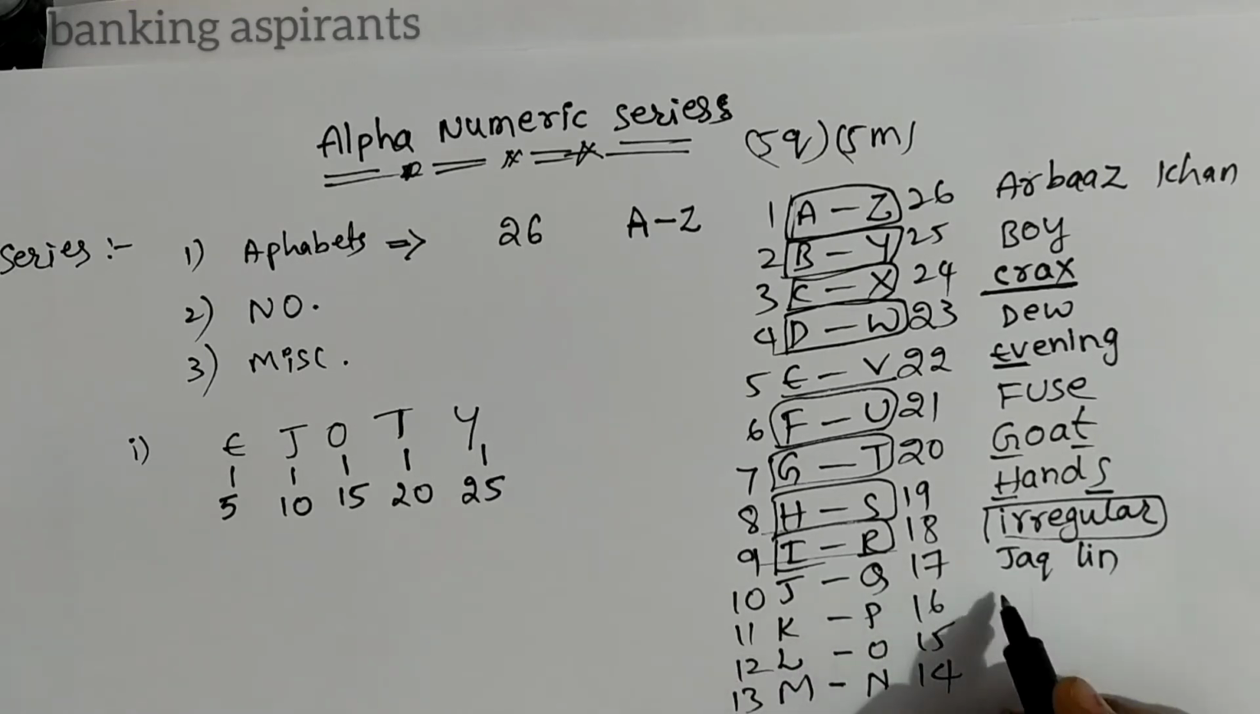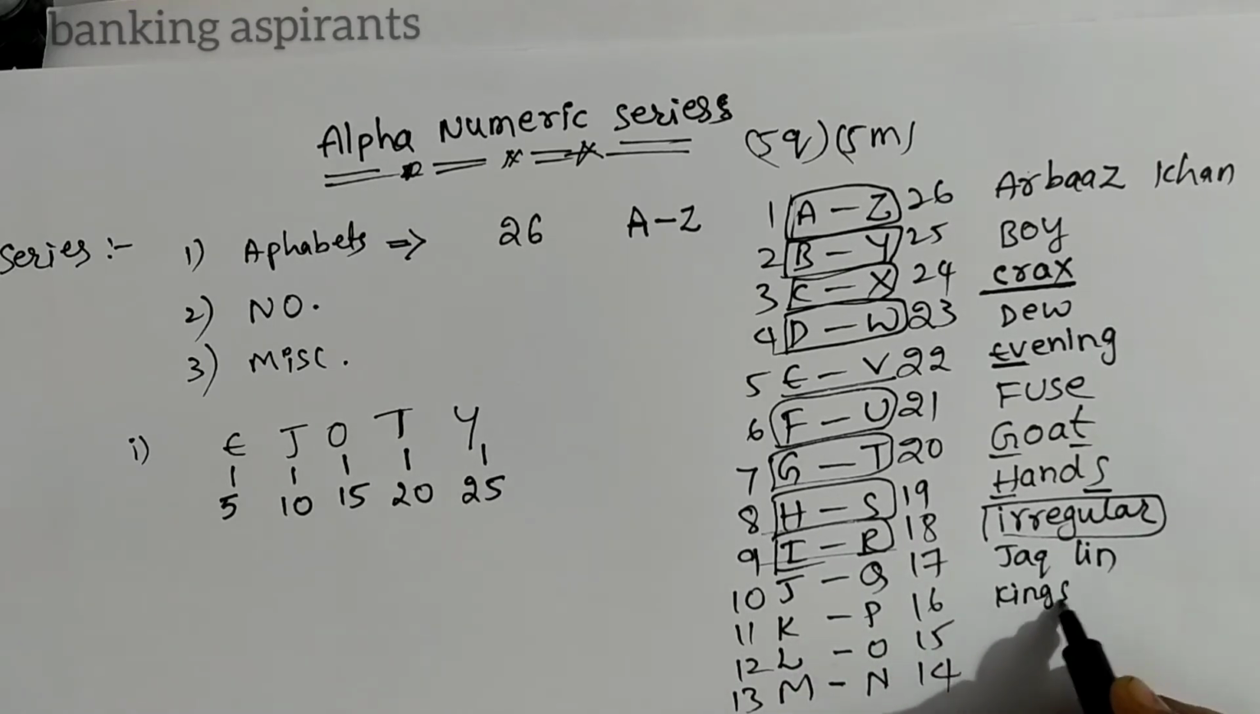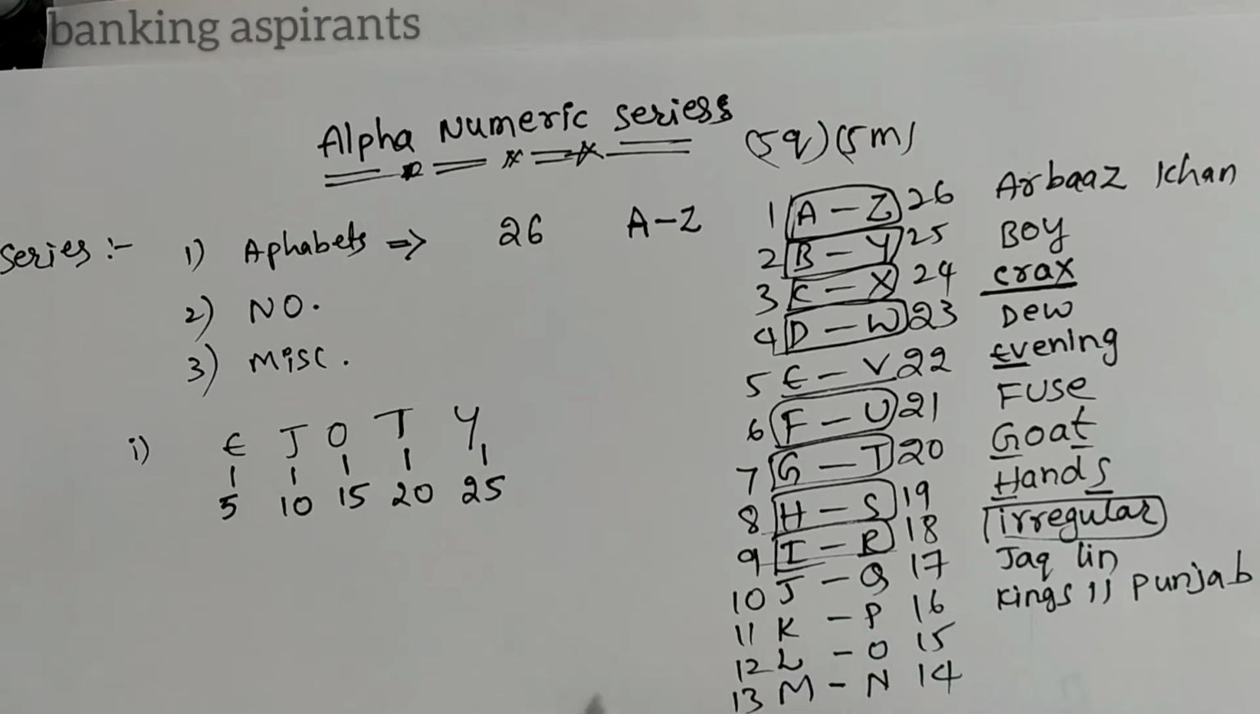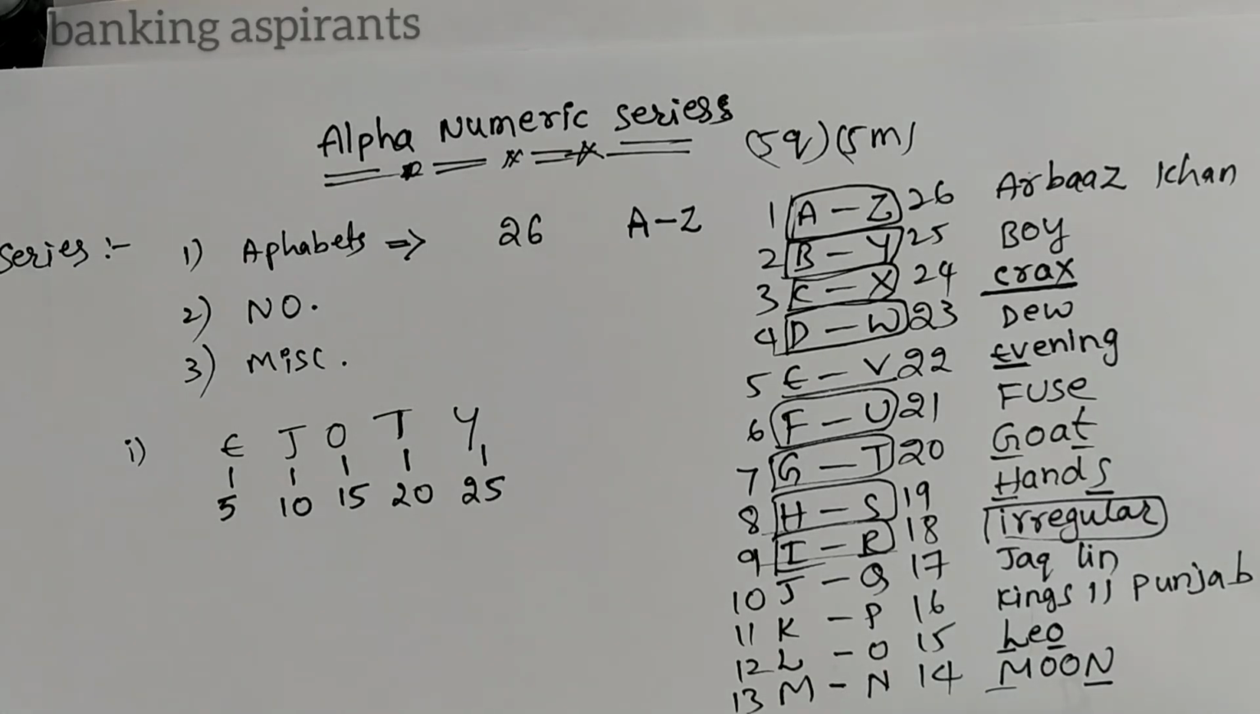KP. In a cricket team, 11 members are there. Kings 11 and Punjab. This is the team Kings 11 Punjab. L for Leo, L O. Last one, M for moon, M and N. These are the words to remember the positional values of alphabets in both forward and backward direction. By using this we can solve alphanumeric series.